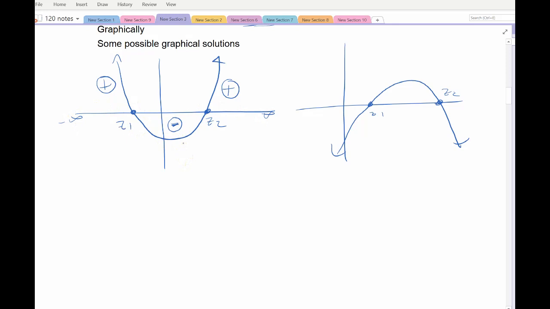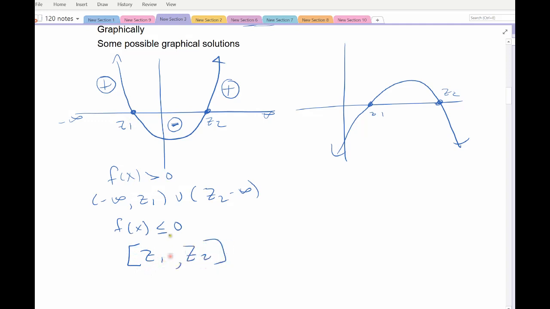So depending on what my inequality is looking for, if I'm looking for f of x greater than 0, well, that's the positive parts. That would be going from negative infinity to the first 0, or from my second 0 to positive infinity. If I wanted to know when this function was less than or equal to 0, that would be my negative. This time I'm including 0, so I include my stopping points, so brackets at my zeros. I'm between my zeros, and the equal to means I include them.